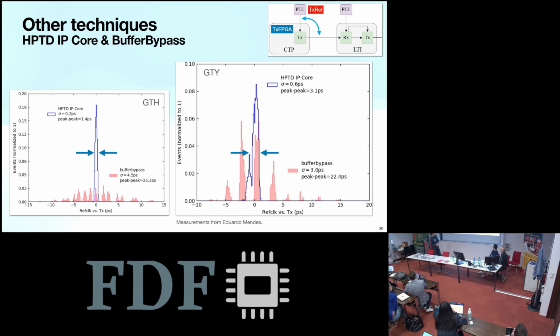Then we should also look at what happens in other transceivers. This is a GTH transceiver, that is a GTY. So this is not good enough for our target of picosecond level phase determinism. And so the currently used solution is the HPTD IP core, which has been developed by Eduardo Mendes. And this solution provides the same result as mine, so less than 2 picosecond peak-to-peak of phase determinism.